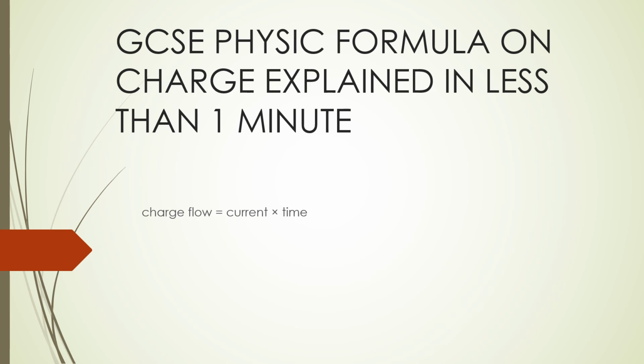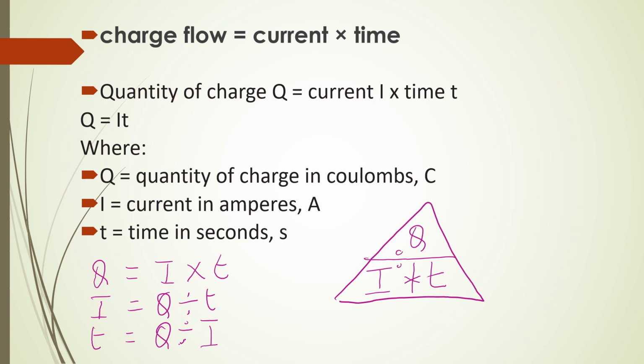Today we're looking at a formula on charge. Charge is equal to current multiplied by time. As you can see, the units are here. Charge is measured in coulombs, which is represented by capital C. I is current, which is measured in amps, and time is in seconds.